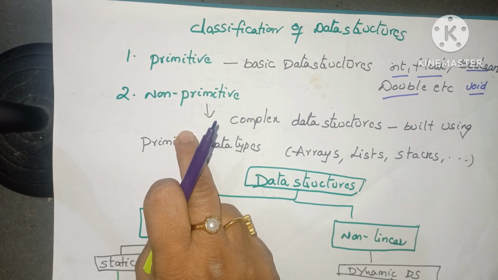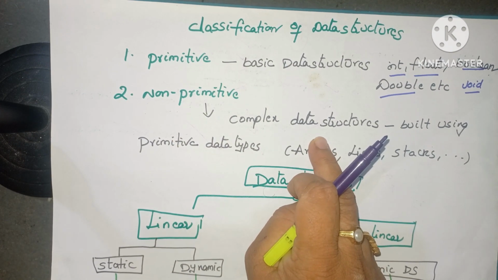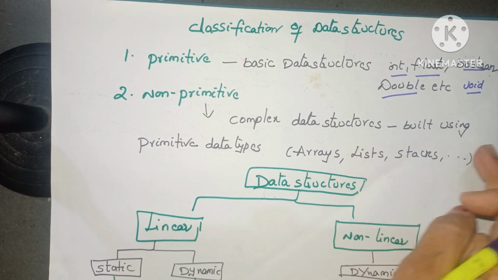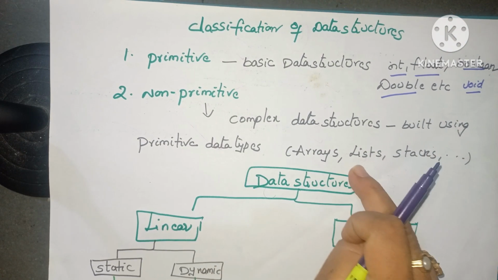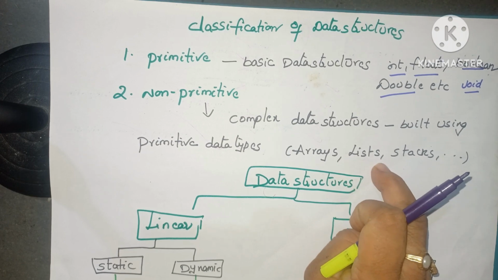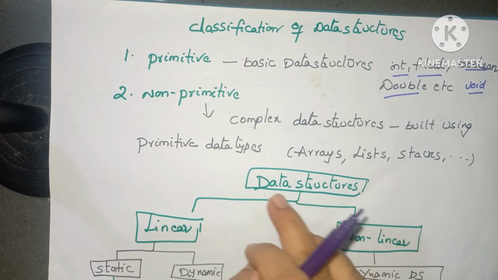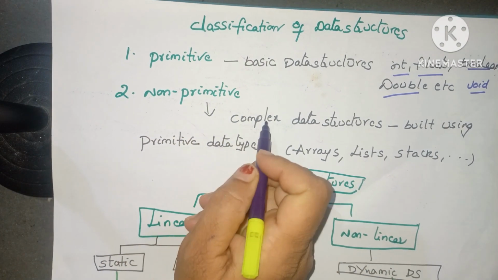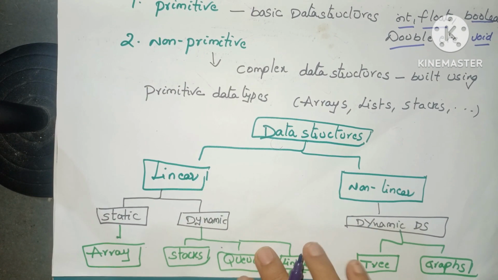What are non-primitive data structures? Those are called complex data structures. These complex data structures are also built using primitive data types only. Examples are arrays, list, linked list, stacks, etc. Now, in this data structures concept, we learn only complex data structures. This is the diagram of data structures.